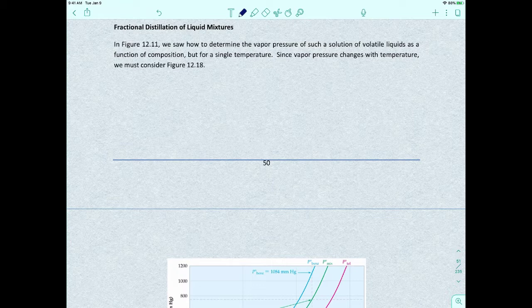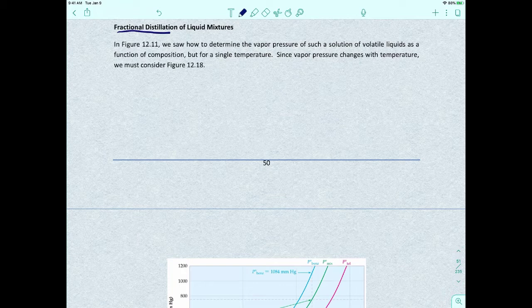But a way that really combines a lot of the stuff we've talked about in this chapter in a way that makes sense is to take a look at a process called fractional distillation. If you go on in chemistry and study organic chemistry, you will be doing a lot of these fractional distillations. So let's talk about how this works.